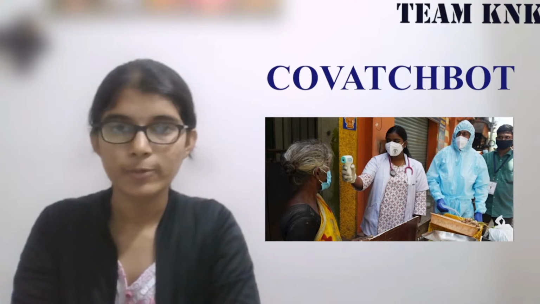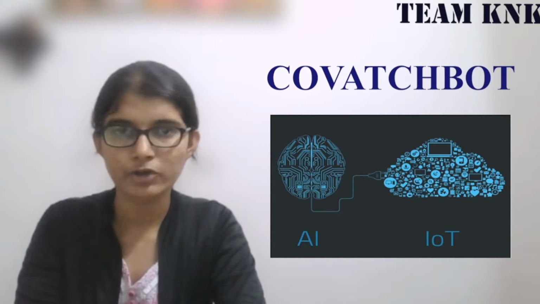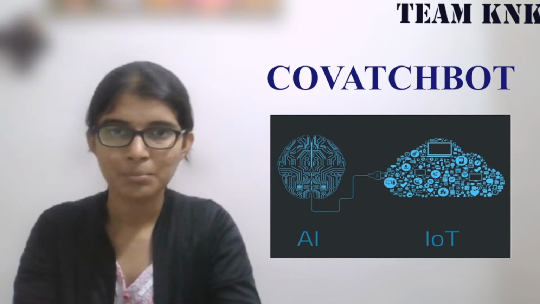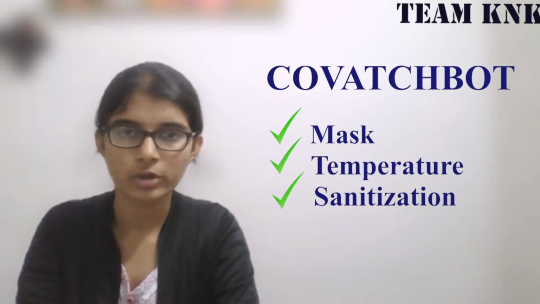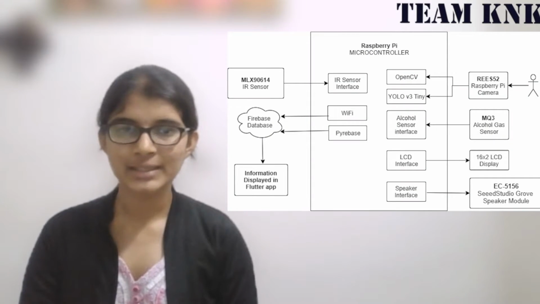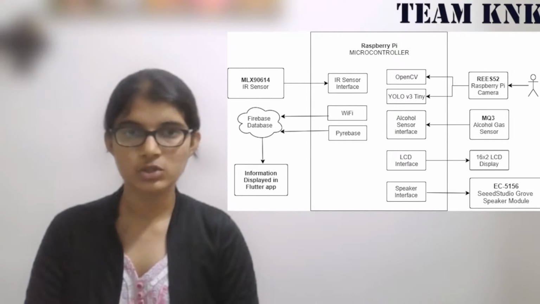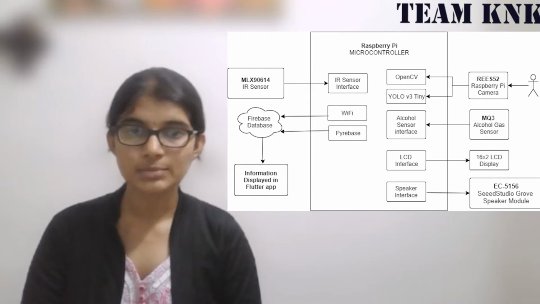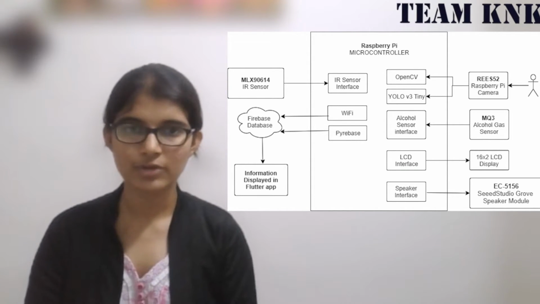So we have proposed an AI and IoT integrated smart screening and door security alert system with detection of MTS, as I said, mask, temperature, and sanitization. Only if the user passes all these parameters will the door be automatically unlocked. Looking at the block diagram, a Raspberry Pi microcontroller has been used to interface components like the camera and speaker. Raspberry Pi is easier to work with and it is feasible. That's why we have gone for it.